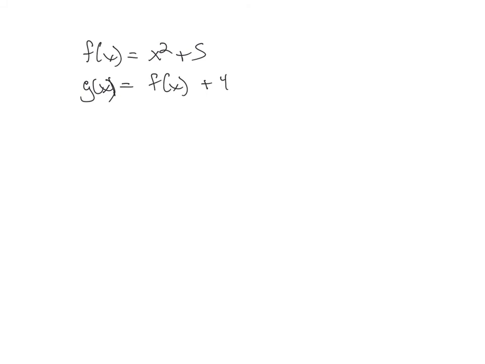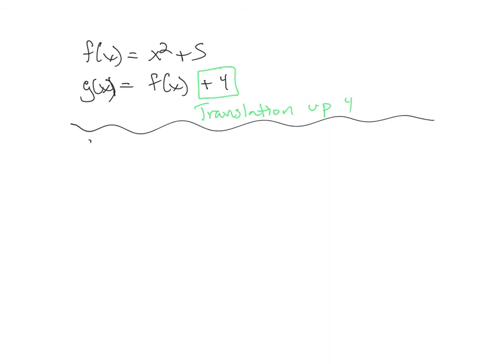Just like all those other ones, this number right here means translation. It's at the end, it's adding or subtracting. So this one would be a translation up 4. If it was -2, it would be down 2. Okay, it means the same thing, just written in a different format. And really this x squared part up on the top doesn't mean anything to the transformation.